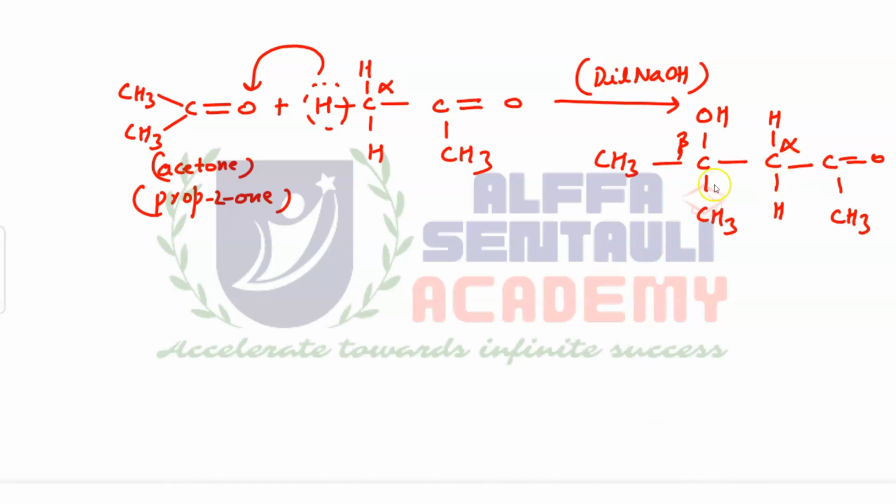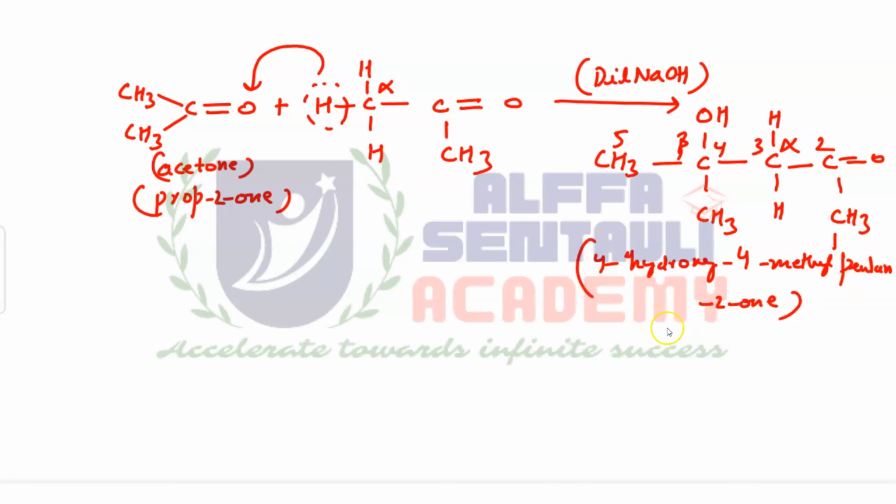So in place of alpha, beta, let's do the numbering 1, 2, 3, 4. We have selected the largest chain. So if you see, actually this is not the longest chain. The longest chain will be like this: 1, 2, 3, 4, 5. Now this is the longest chain, right? Starting from here. So this will be 4-hydroxy, 4-methyl, pentan-2-one. Right?